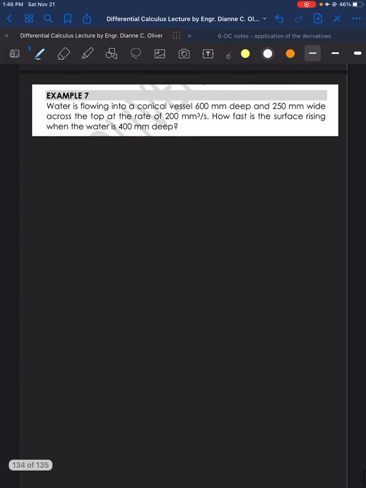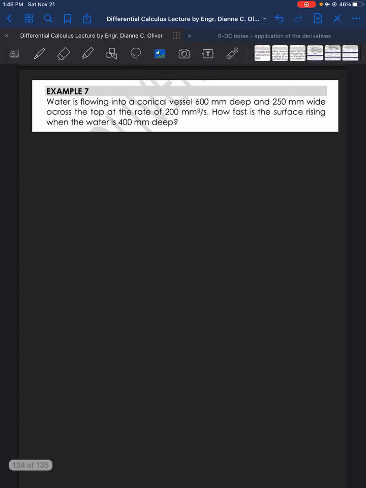Now for our last example, example number 7, for time rates. Water is flowing into a conical vessel 600 mm deep and 250 millimeters wide across the top, at the rate of 200 cubic millimeters per second. How fast is the surface rising when the water is 400 millimeters deep? So we're talking about a conical vessel that receives water.